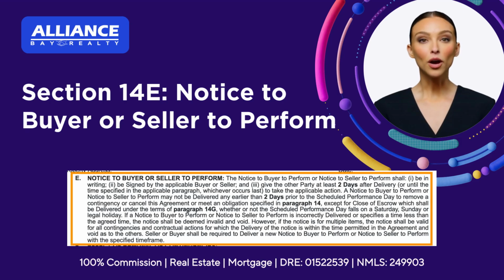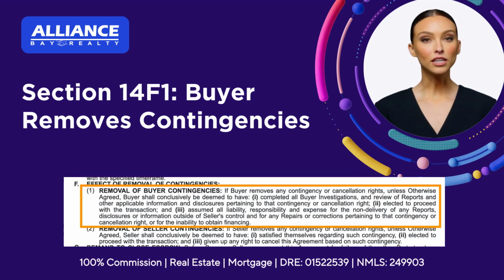Other key rules. 1. You cannot deliver an NBP/NSP earlier than 2 days before the scheduled performance date. 2. It doesn't apply to demand to close escrow. That's 14G with a 3-day rule. 3. If an NBP/NSP gives too little time or is otherwise incorrect, it's invalid and void, and a new notice is required. 4. If one notice lists multiple items, it's valid for any item where the timeline fits, even if invalid for others.